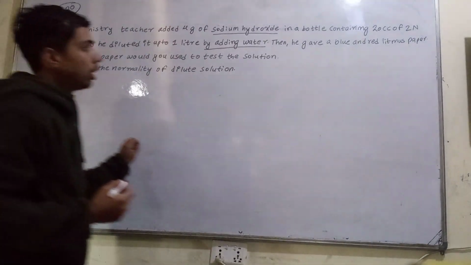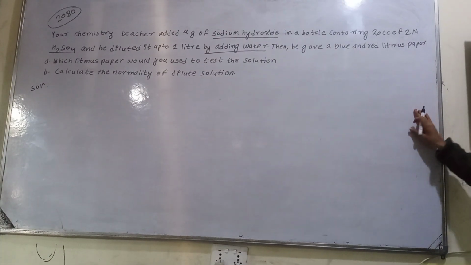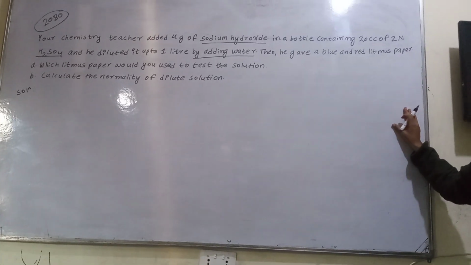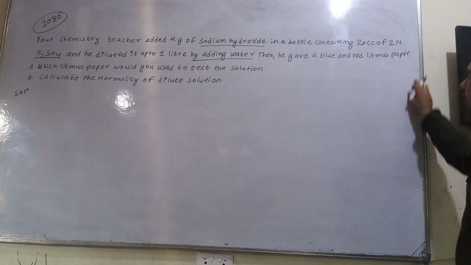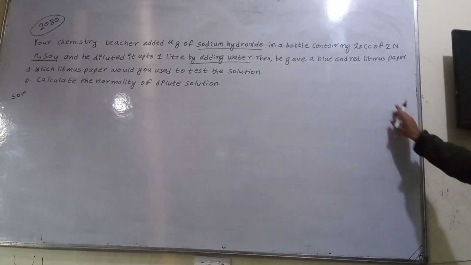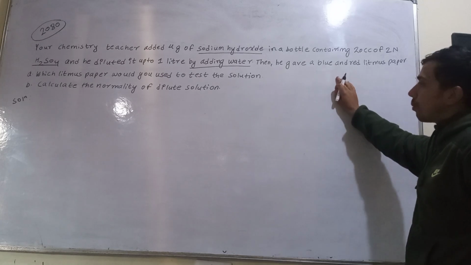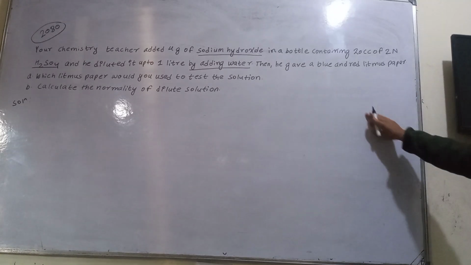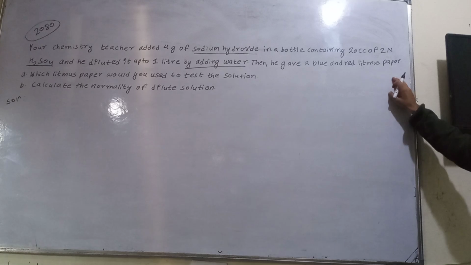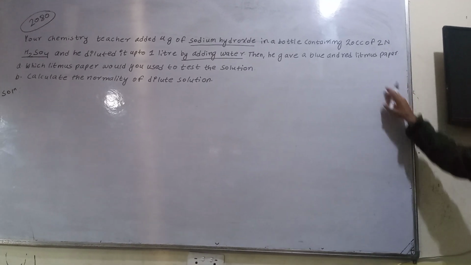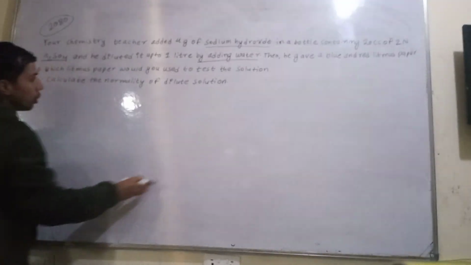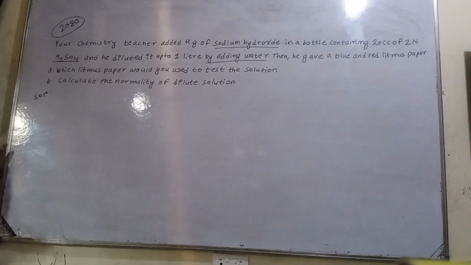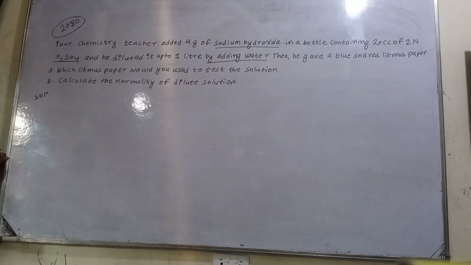This means if the resulting solution is acidic, then we need to use a blue litmus paper, and if the resulting solution is basic, then we need to use the red litmus paper, because in acidic solution blue litmus paper changes into red, and in the basic solution the red litmus paper is converted into blue. So the question is: which litmus paper would you use to test the solution, and we need to calculate the normality of the dilute solution.